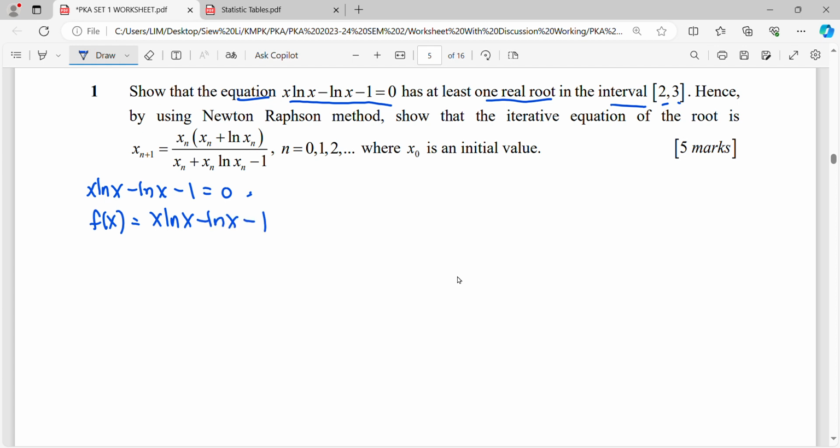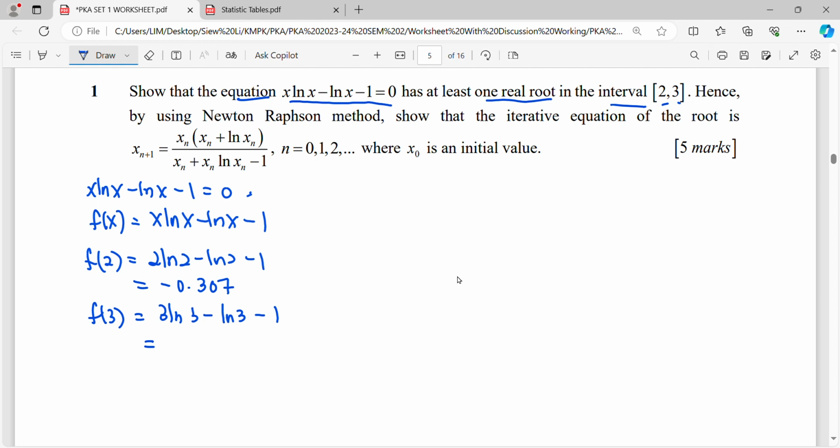In the algebraic method, we substitute the first interval value, 2. Show your working, then press the calculator. And substitute the value of 3. Show your working also, and then press the calculator for the value. When we substitute 2 into the function, we get negative 0.307. This is negative. You have to put the negative symbol, which is less than 0.